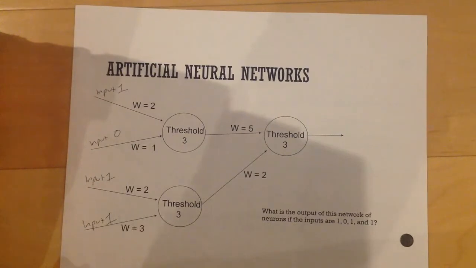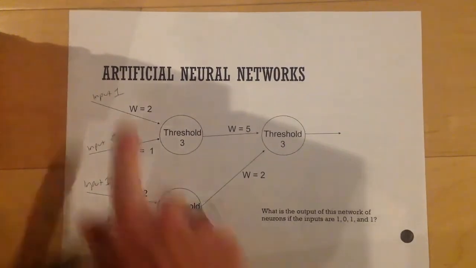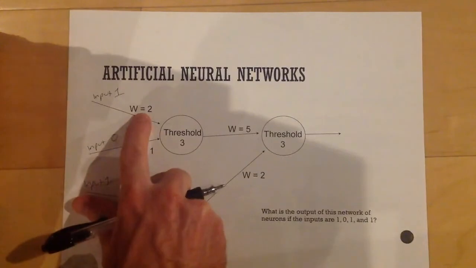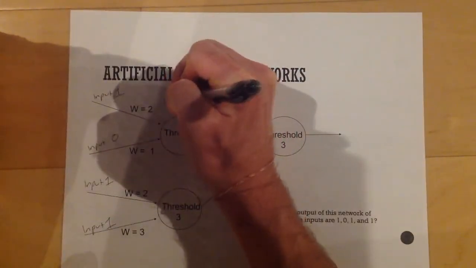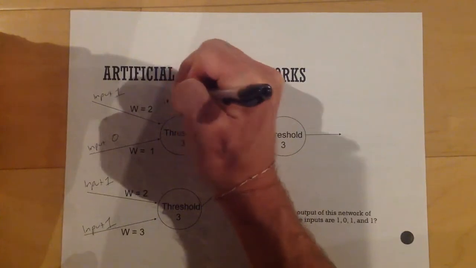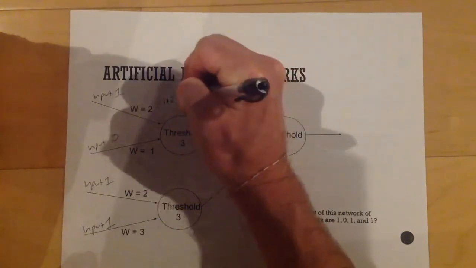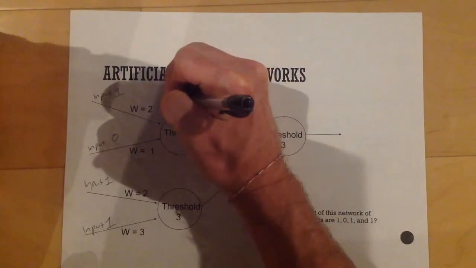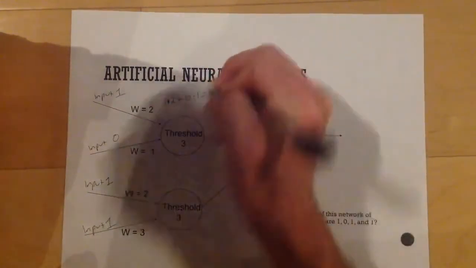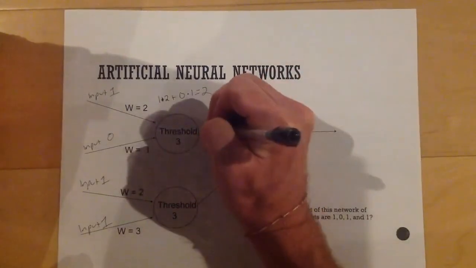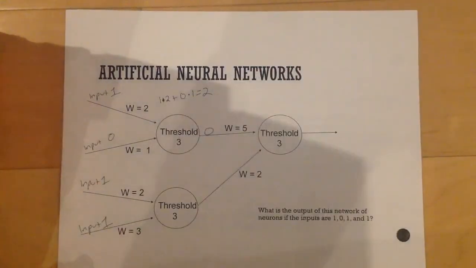All right. So on this one, it would be 1 times 2 and 0 times 1. So 1 times 2 plus 0 times 1, that's going to equal 2, which does not exceed our threshold value. So this is going to output a 0.